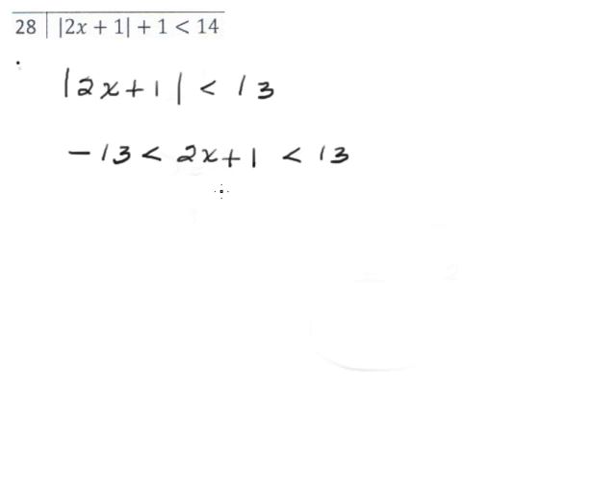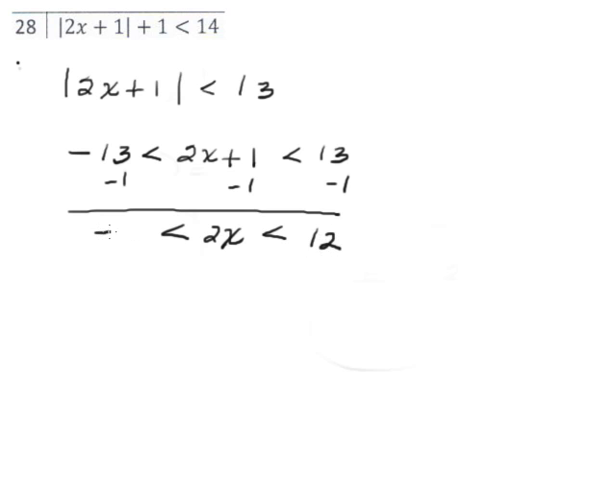Okay, now subtract 1 from all 3 sides. We'll solve this like we solve a double inequality, isolating x in the middle. So here we have a 12 on the right and a minus 14. And now just divide by 2 and we're done. We have x is between minus 7 and 6.